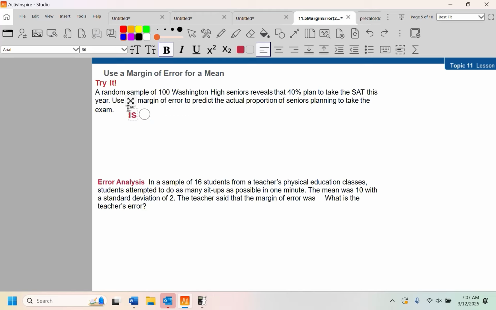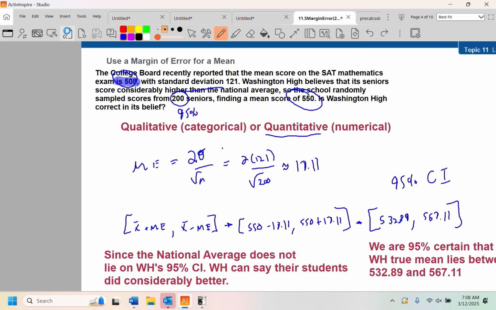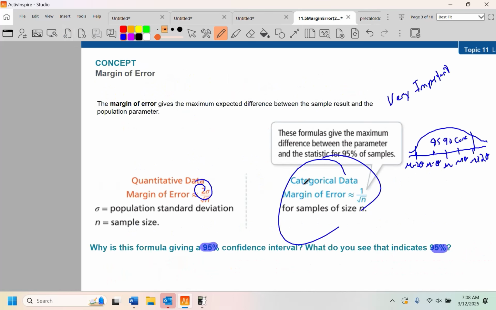So my first real question is: is this qualitative, which is categorical, or quantitative, which is numerical? The truth is, there's not enough information given for it to be numerical. It's not quantitative, it's qualitative. It is a category. You either take it or you don't. It's a category. So for a category, if you just go back 2 slides, that's how you do your margin of error.